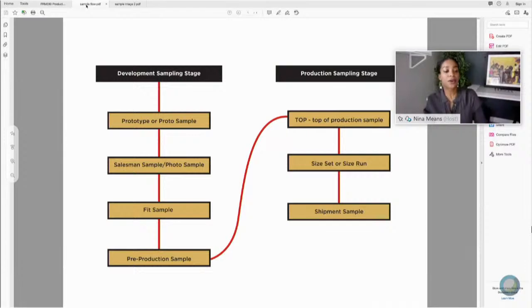That fit sample is really key. The fit sample is really important for you to know that the garment is going to satisfy the customer and the buyer as you promised that it would. So if it fits a certain way on the model, you're going to want it to fit that way on the customer. So you'll have to make tweaks to the sizing to make sure that you're able to deliver that.